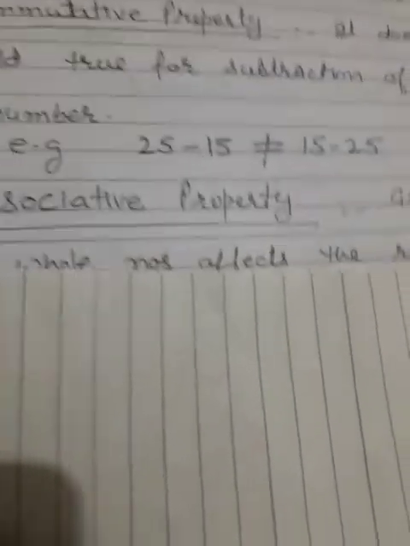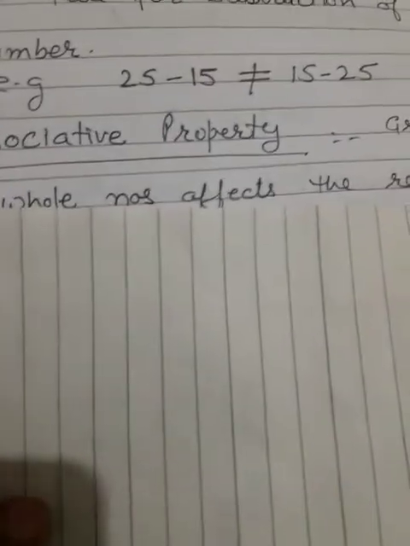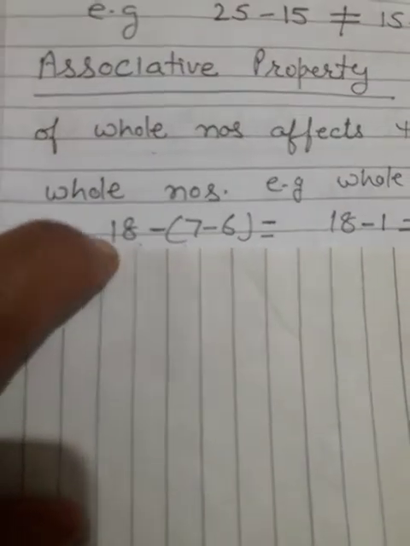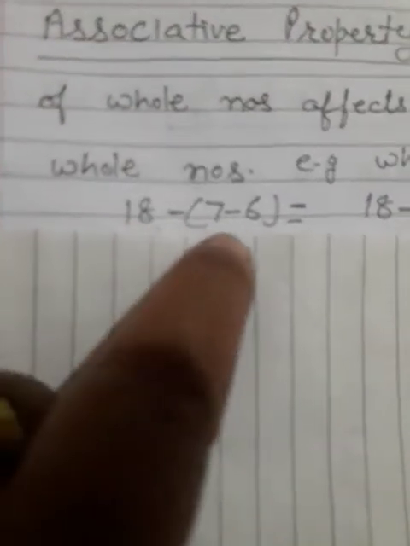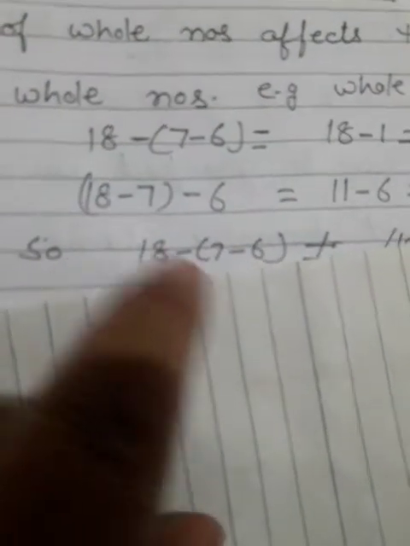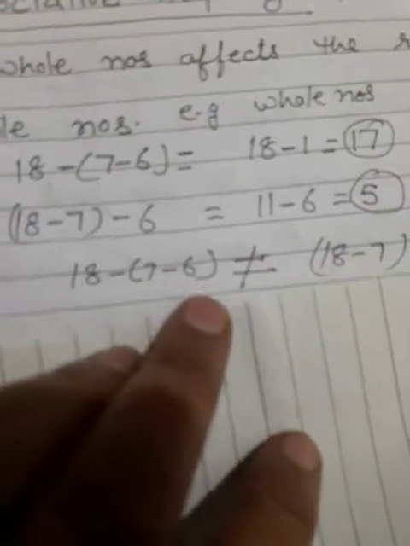So next is the associative property. Same as before, when we change the grouping, the answer will not be the same. Let's see an example: 18 minus 7 minus 6. Here I have subtracted first 18 minus 7, 11, and then 6, so 5 is coming. Make another group: 7 minus 6 is 1, and 18 minus 1 is 17. So this shows that when we write it in a different grouping, the answer will not be the same.